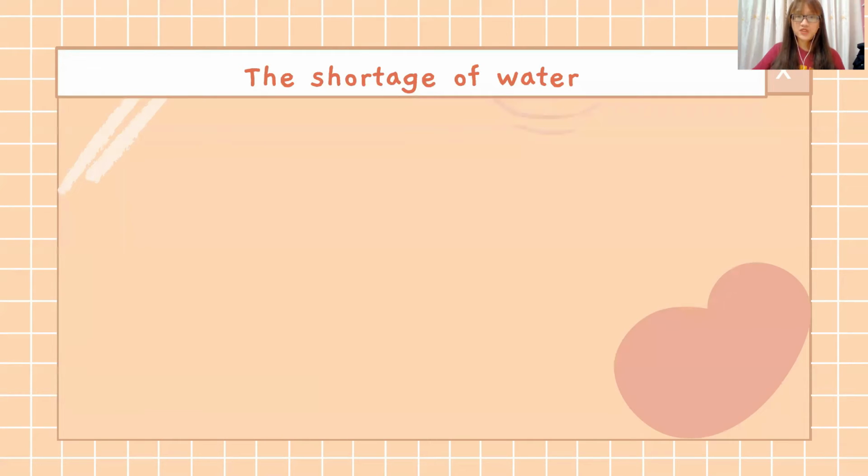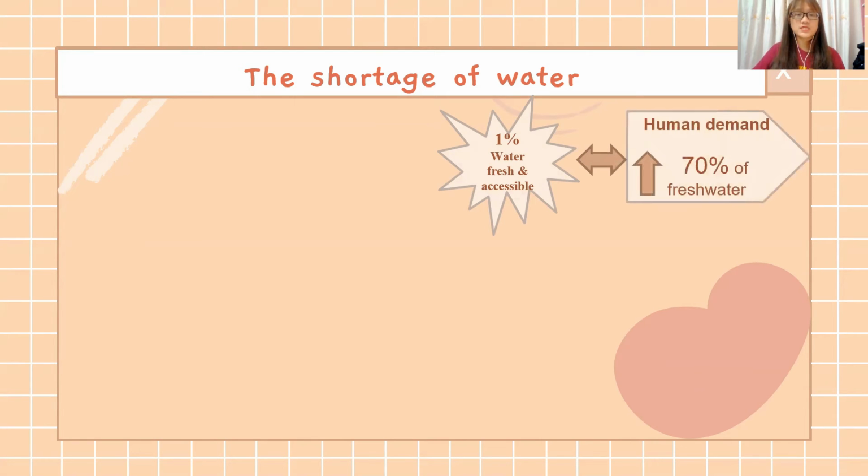And the last effect is the shortage of water. According to the study, roughly 1% of the water in the world is fresh and accessible, while the human demand for fresh water would stand at approximately 70% of the fresh water available in the world.